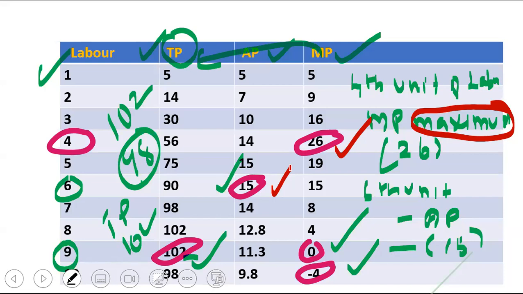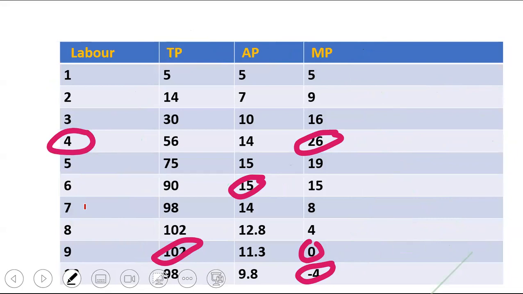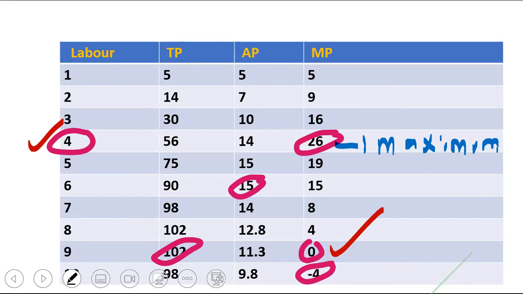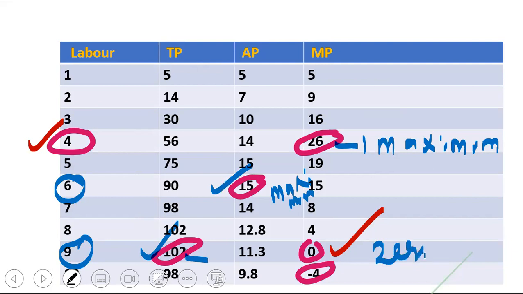The other point is when TP is maximum, MP is zero. You can see here very clearly. Chat box में डालो, did you understand the three relations? Very, very clearly. Otherwise, again I can repeat once more. At fourth unit, MP reaches maximum. In case you did not understand, marginal product reaches maximum. In the sixth unit, AP reaches maximum. In the ninth unit, TP reaches maximum. Then MP is zero. In the last unit, TP decreases, MP becomes negative.